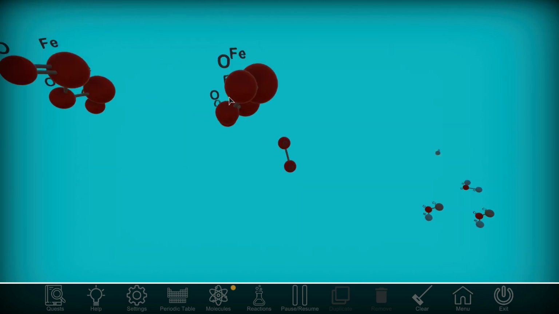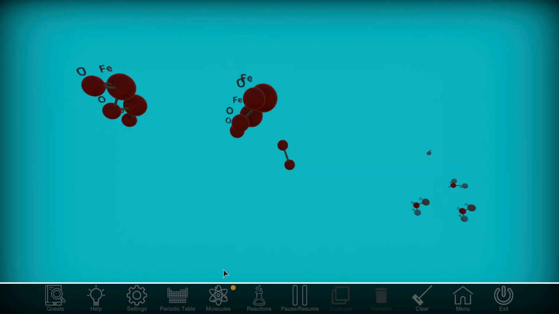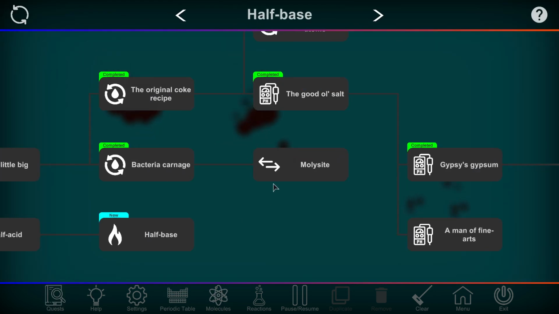Use some crazy structures going on here. Got an oxygen with 2 bonds to an iron. Weird. What's next? Oh, that's not everything. Now we have to produce, I guess this would be iron 3 chloride, I think. Iron 3 chloride and dichlorine monoxide.